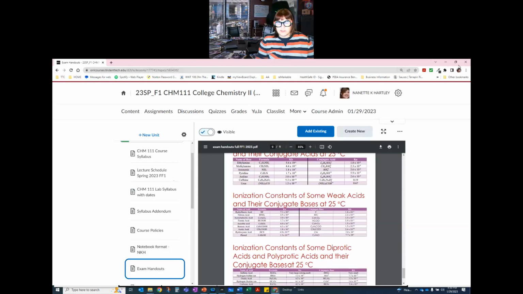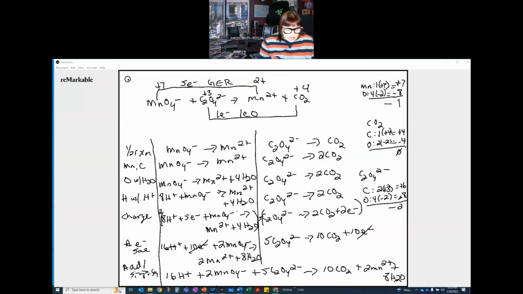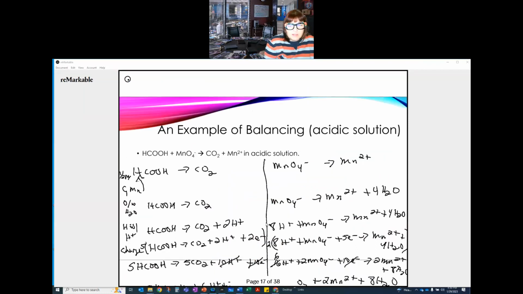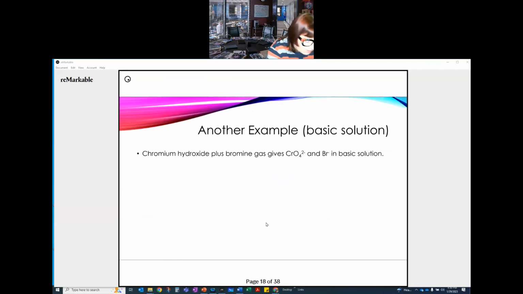I just wanted to point that out when I was talking about the standard reduction potentials. Here, so there is what we're talking about for that. And that half reaction is the same. So let's talk about this in a basic solution. We're talking about chromium hydroxide, Cr(OH)3. Cr is a 3 plus, it's an OH minus. So 3 plus, and bromine gas, Br2, gives me CrO4 2 minus and Br minus in basic solution.